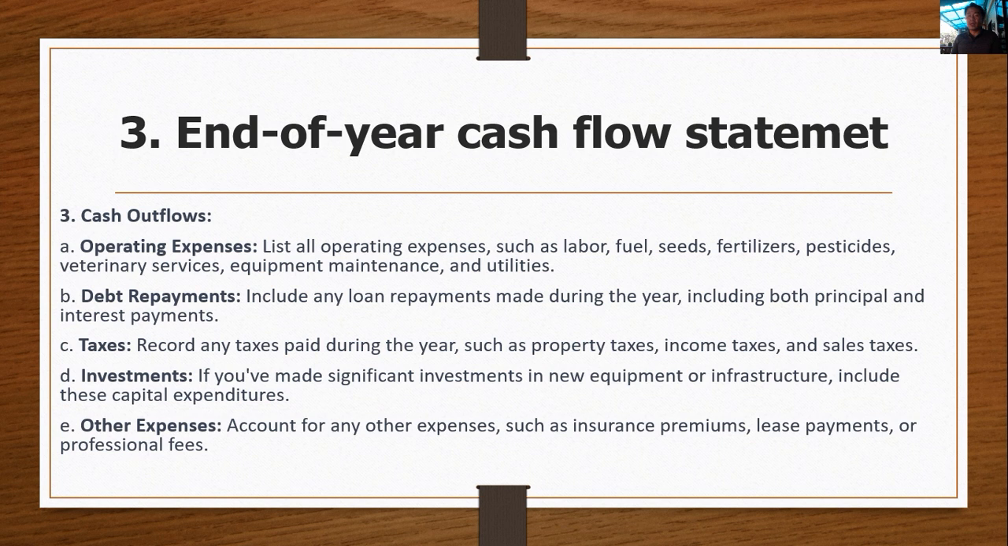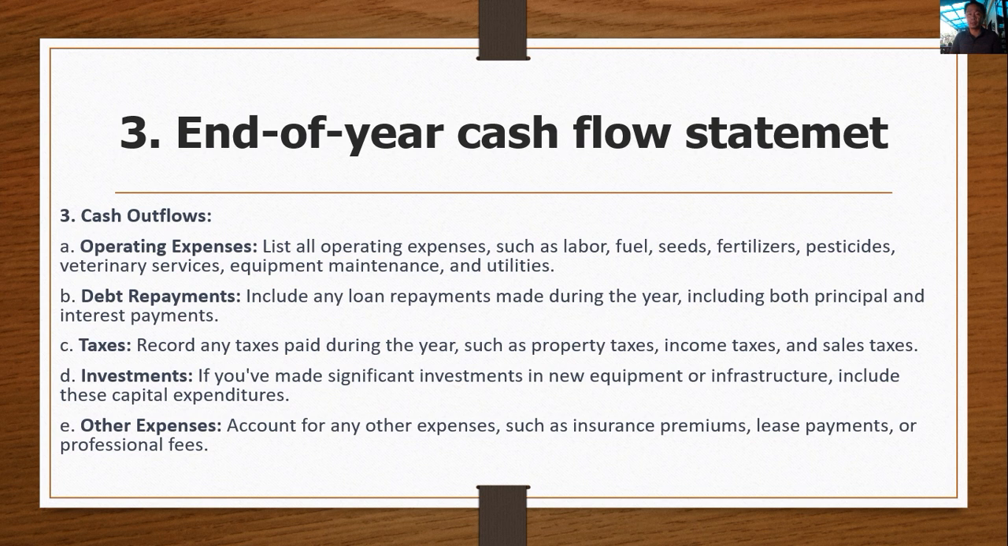So in your cash outflow, class, as what we also discussed earlier, first is your operating expenses. You need to list all of your operating expenses such as your labor, fuel, seeds, fertilizers, pesticides, veterinary services, equipment, maintenance, and utilities. That will be summed up at the end of the year to represent the operating expense.